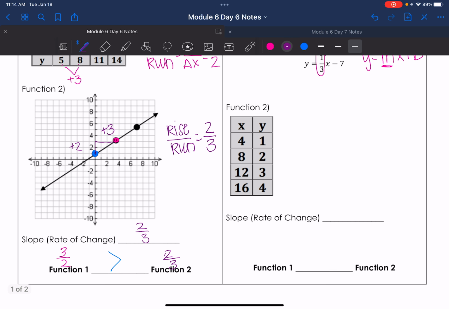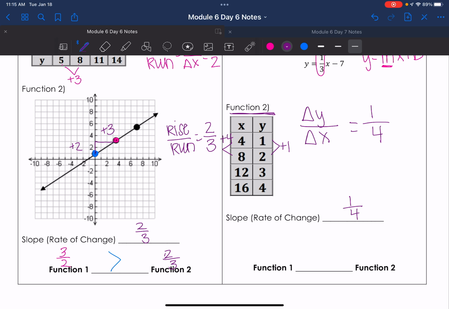Looking at function number 2, right here, we've got the change in y. Remember that triangle just means change. It's delta y over change in x. So going from 1 to 2, that's adding 1. So that means that my change in y is a positive 1. And then looking at my change in x, going from 4 to 8, that is adding 4. So that is a positive 4. So my slope right here is 1 over 4.